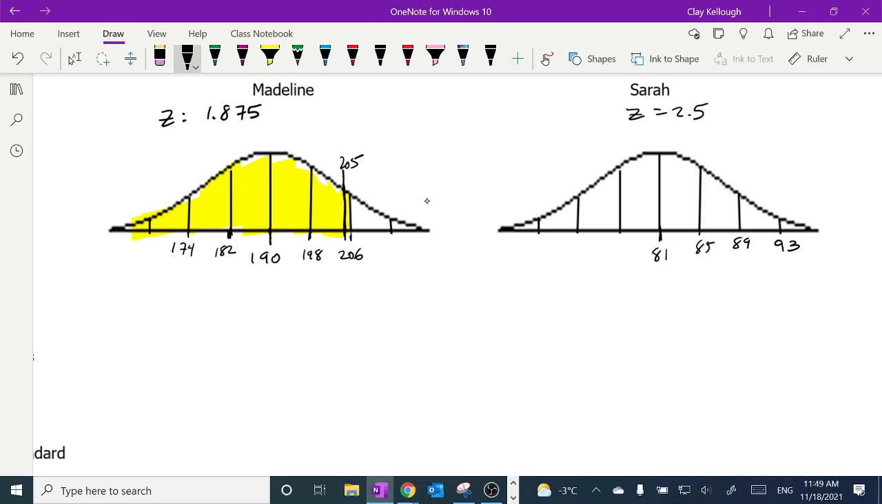Where's 91 on this graph? Exactly halfway between 89 and 93. So she's right here, right? So she has this much of the population behind her. So who is the better student compared to their own classes? Even though 205 looks like a more impressive score, people who were shaking their heads and saying, no, Sarah looks like the more impressive student here, you are right.